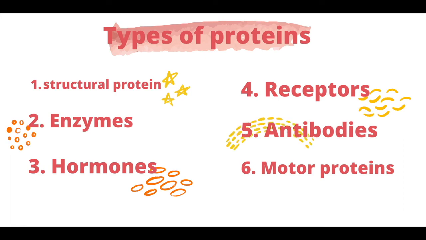Next, we have antibodies. Antibodies are also known as immunoglobulins. They bind to antigens and they target them for destruction. So they work in our immune system to keep us safe from foreign bodies. Lastly, we have motor proteins. They convert chemical energy into mechanical work by the hydrolysis of ATP. Basically, they generate the forces that cause our muscles to contract.